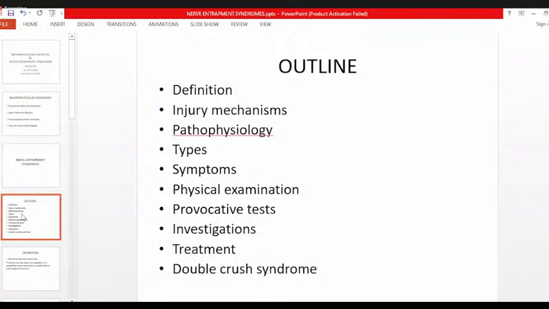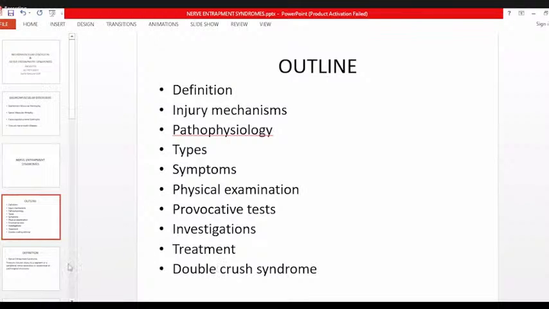As well as treatment. And maybe double crush syndrome, we may not look at much, but double crush syndrome is also something I would want you to have a look at. This is in your level 4, isn't it? Yes, Doc. Many of these things tend to come up in level 6, so also check up on what double crush syndrome is.